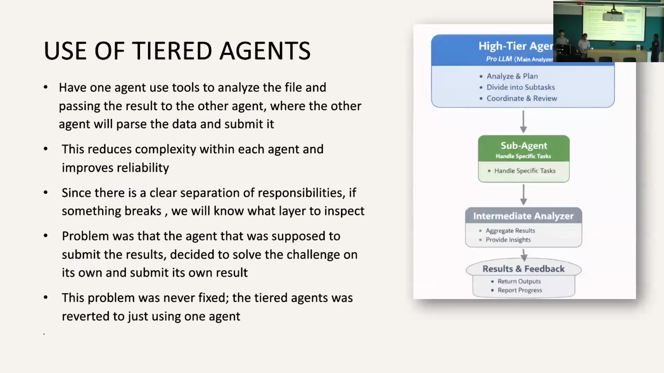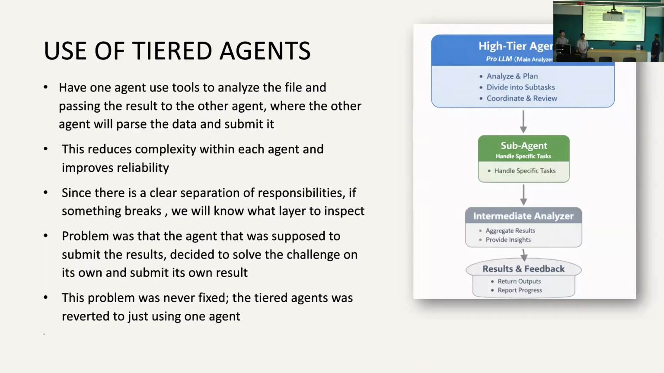Another feature that Team 1 implemented was a tier agent, where we have two agents. One agent used a tool to analyze the file and then passed the result to the other agent. The other agent would parse the data and then submit it. This reduces complexity within each agent and improves reliability. And since this provides a clear separation of responsibility, if there ever comes a problem with one of the agents, we'll be able to identify which one it is.